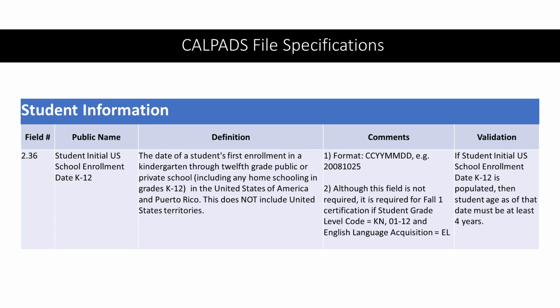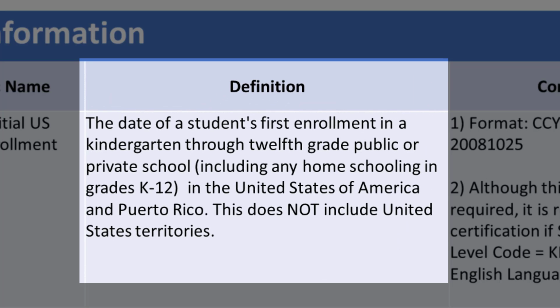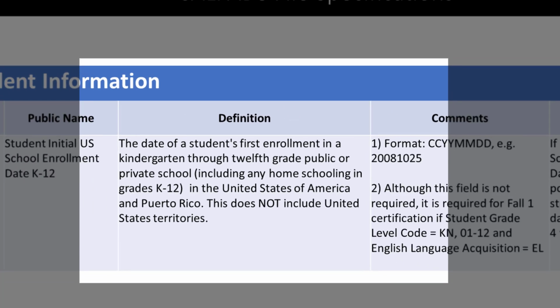So the CALPADS file specifications is where you would go when you want to find the field definition. And the field definition tells you what's expected. The date of the student's first enrollment in kindergarten through 12th grade, public or private school, including any homeschooling in grades K through 12 in the United States of America and Puerto Rico. This does not include United States territories.